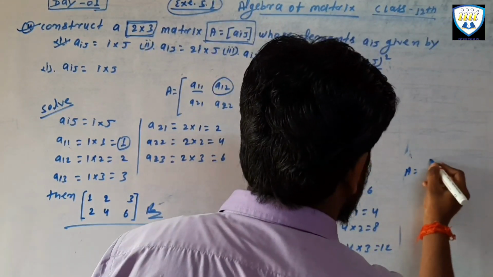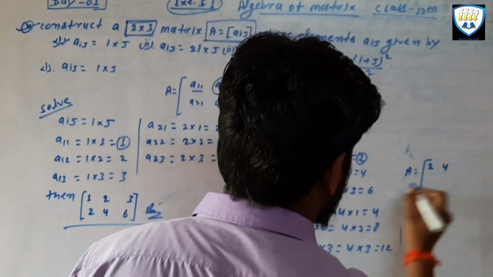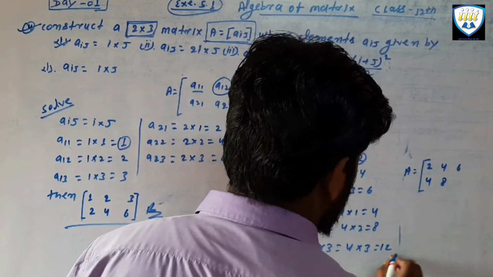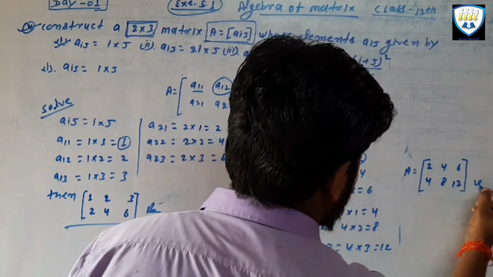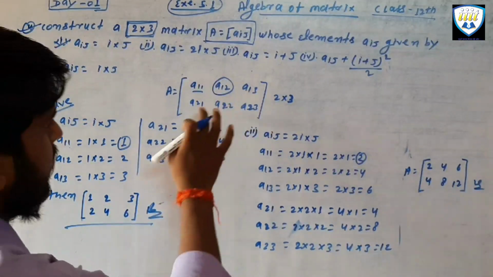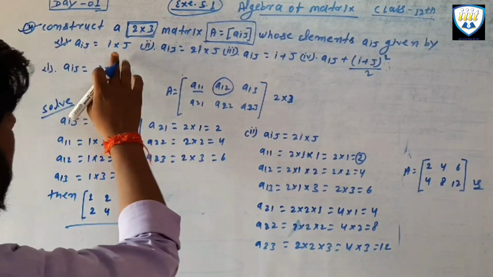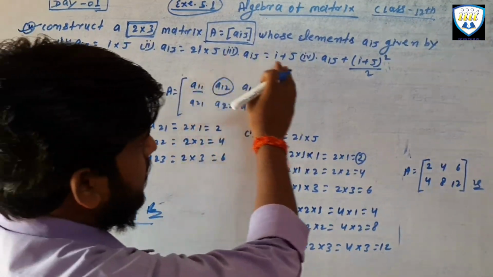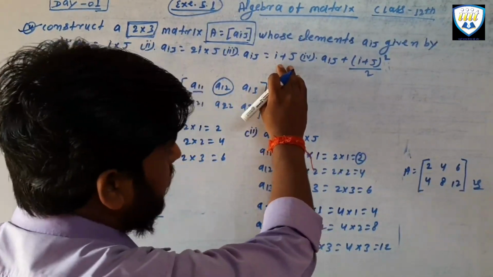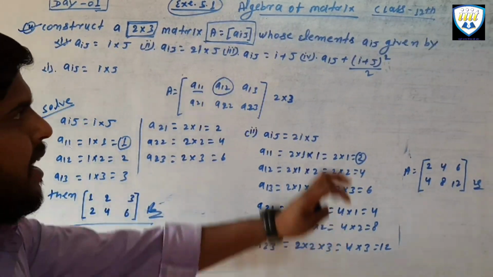The matrix A: A11 2, A12 4, A13 6, A21 4, A22 8, A23 12. Answer. These variables are 11, 12, 13, 21, 22, 23, the same Eij. Plus and multiplication, multiplication and subtraction, and addition, plus and adjoint square, and upon 2, anywhere.